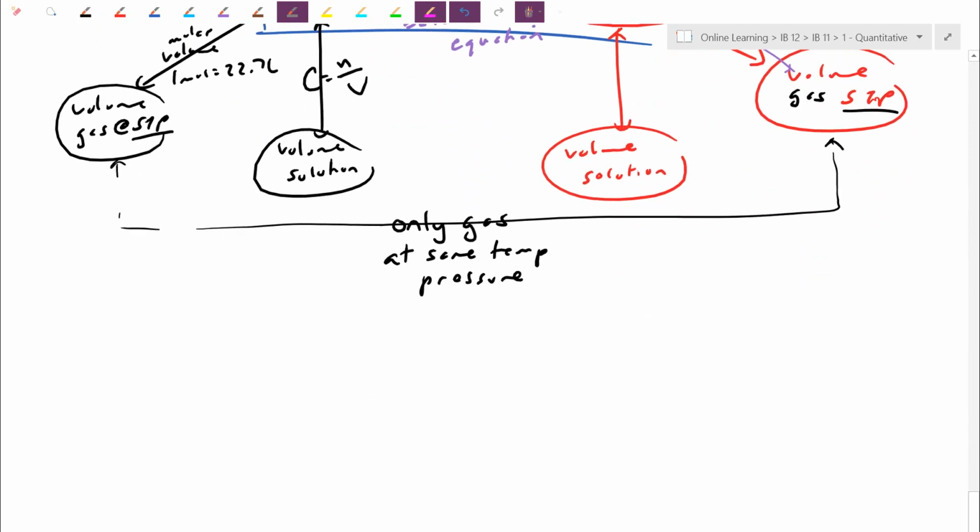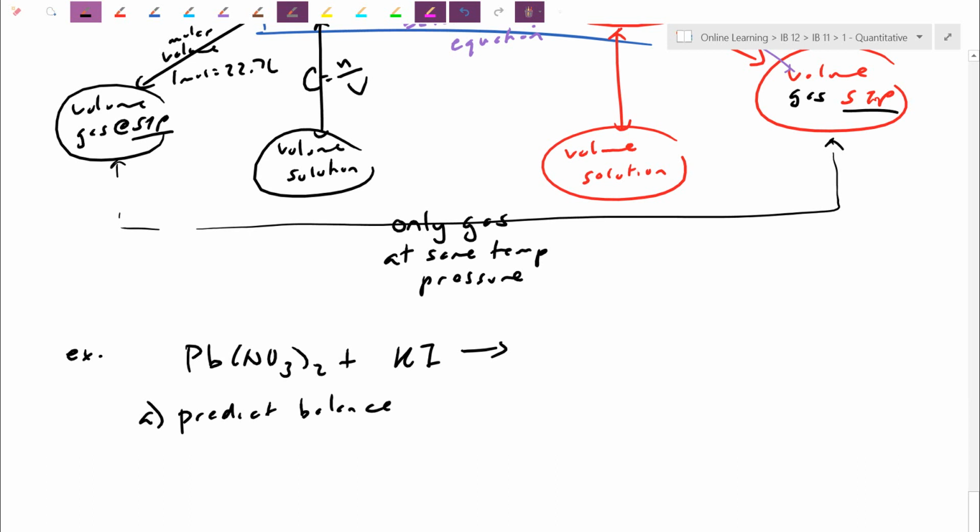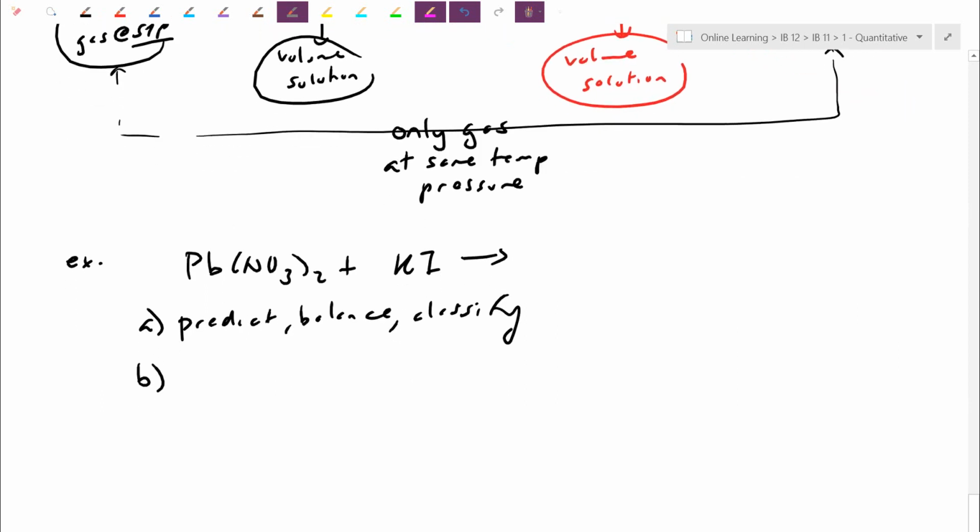So I'm going to finish off with this question here. Leave this for you to try. I'm going to take the compound lead-2 nitrate. It's going to react with potassium iodide. And in this case, you could predict this reaction. What I want you to do here is predict, balance, and classify. So that's why we did all that sort of predicting practice in an earlier section. And then just to introduce the stoichiometry of it here, I'm going to tell you KI is actually aqueous, so KI is actually a solution.